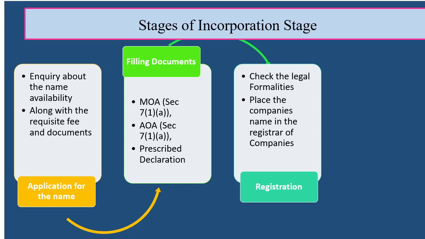So the Registrar can enter the name of the company in the book of Registrar of Companies only after checking the legal formalities. Like whether the object of the company is right or wrong, whether it is legal or illegal, or whether the documents submitted, memorandum, articles of association, are in the proper form or not, or the declaration or affidavit, whether it is in the right form or not. These things should be checked by the Registrar of Companies. After checking all the legal formalities, he will place the company's name in the book of Registrar of Companies. So after entering the company's name, the registration process is over.